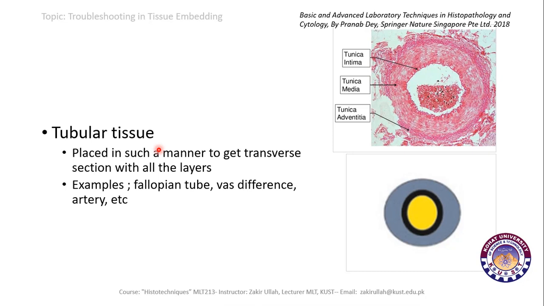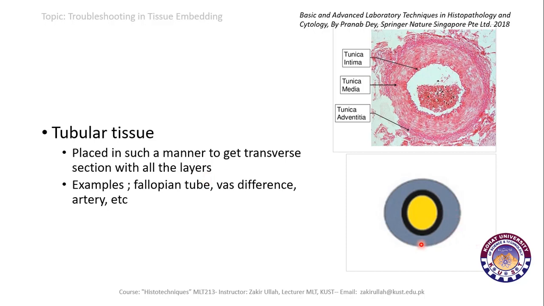This describes the plane, that is, how the tissues can be placed. So the first one is the tubular or circular tissue. For example, if we have a tube, vas deferens, an artery or a vessel, these are placed in such a manner as to get transverse sections with all the layers of the tissue.